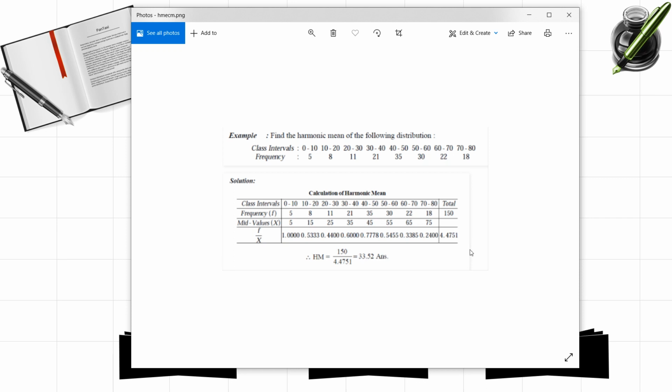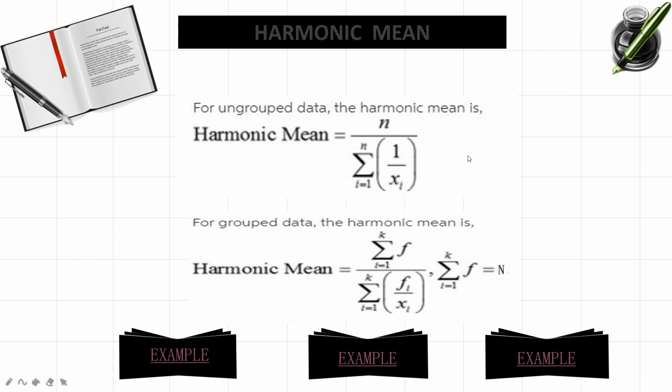And the same formula will apply here, which is harmonic mean is equal to summation f by summation f by x. Summation f is 150, which is your numerator, and summation f by x is 4.4751, which is your denominator. Just do this ratio and you can get the answer for harmonic mean. So this is how to calculate the harmonic mean in case of individual series, discrete series and continuous series. I hope we all understood.